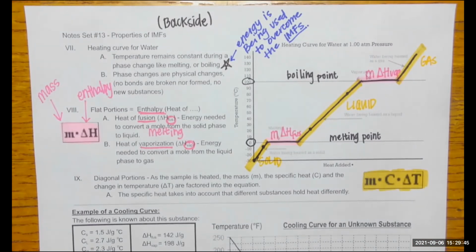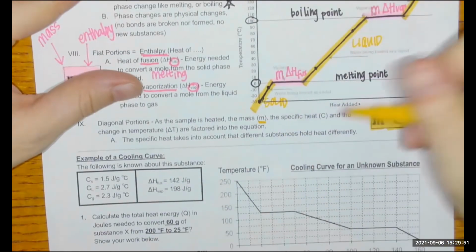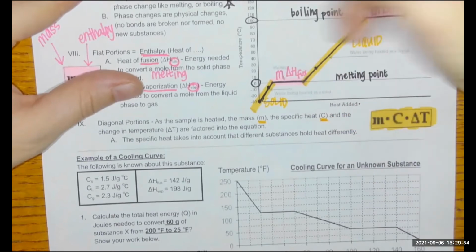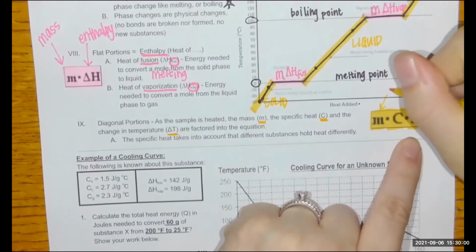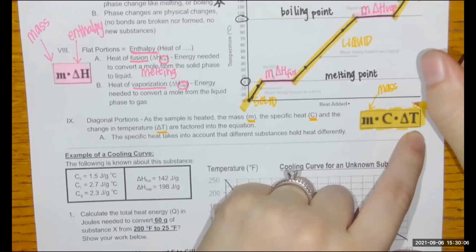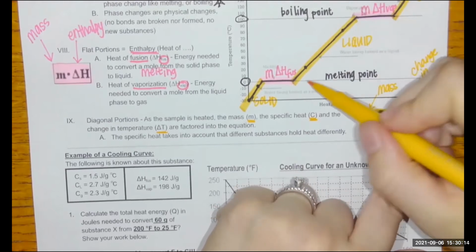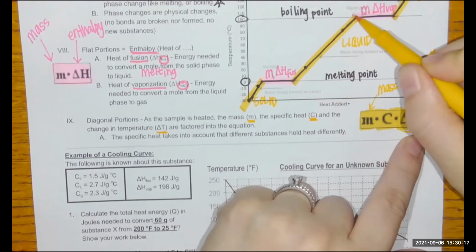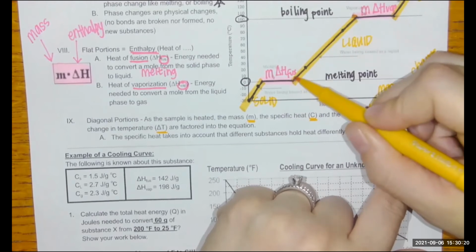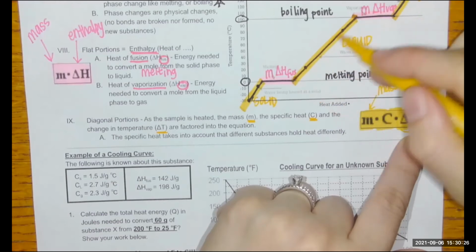Diagonal portions: as the sample is heated, the mass, m, the specific heat, c, and the change in temperature are factored into the equation. So this is either the mass or the amount of moles that we can convert. Delta T is the change in temperature. For example, delta T for this liquid line goes from 100 up top to 0 down bottom. Your delta T would be the difference between those values.